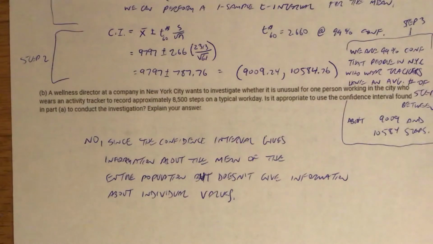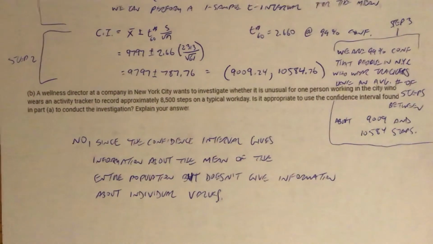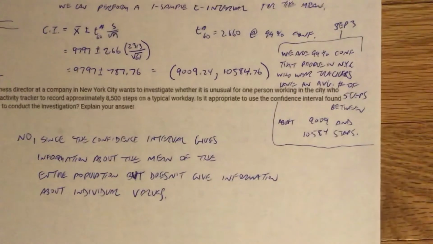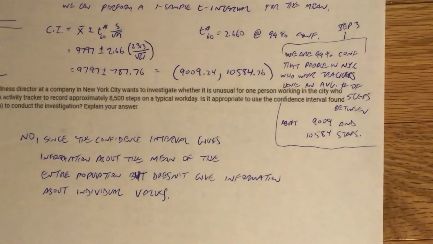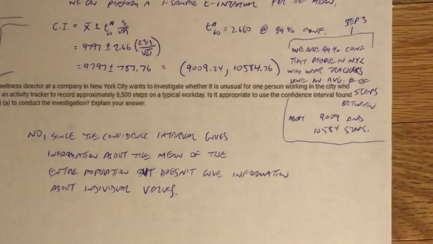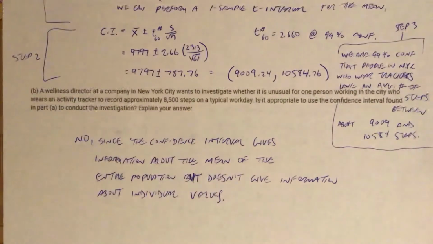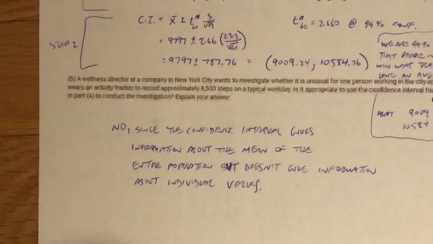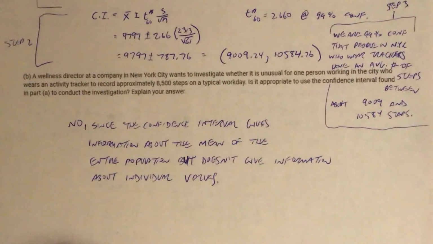So part B says, a wellness director at a company in New York City wants to investigate whether it's unusual for one person working in the city who wears an activity tracker to record approximately 8,500 steps in a typical workday. So they're thinking about an individual. Is it strange for a single person? I pick a person, would it be unusual for them to record 8,500 steps? So basically, that's the question. They want to know, is it appropriate to use my confidence interval? And the answer is no.